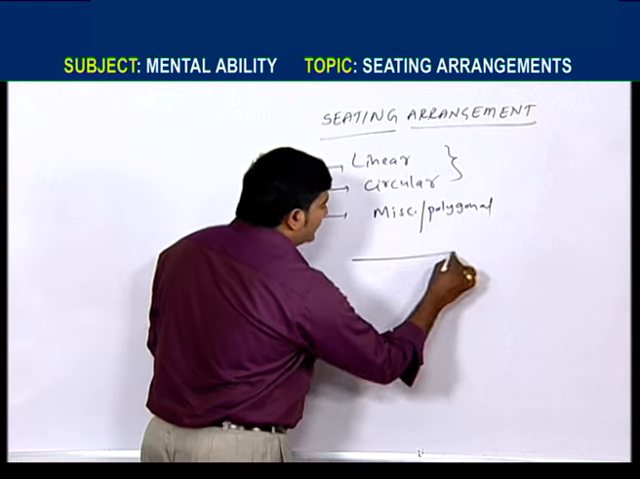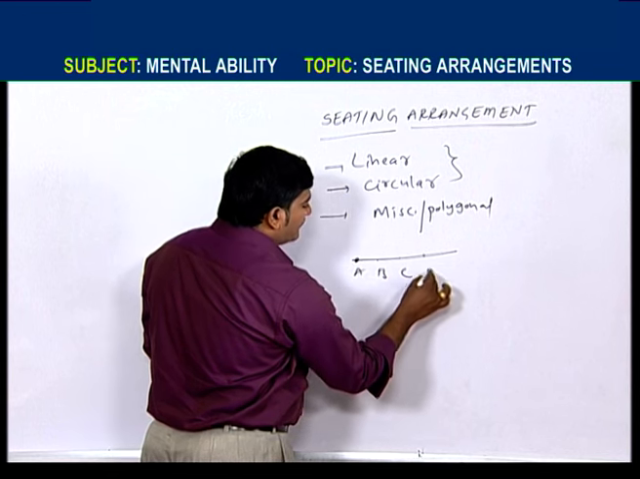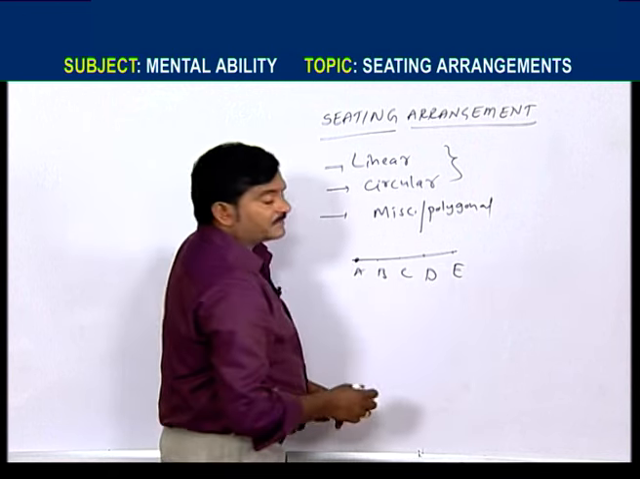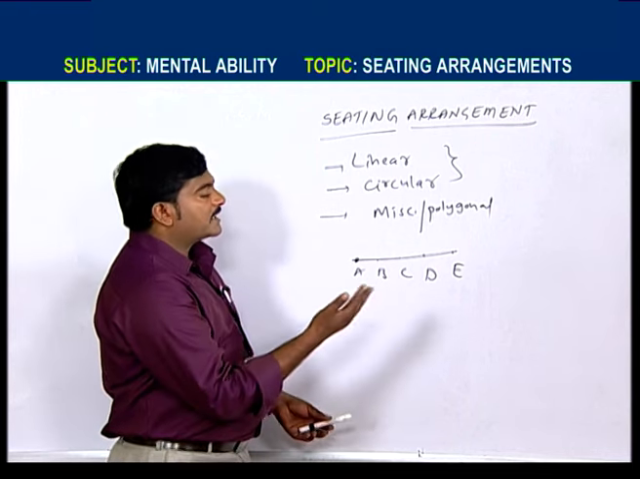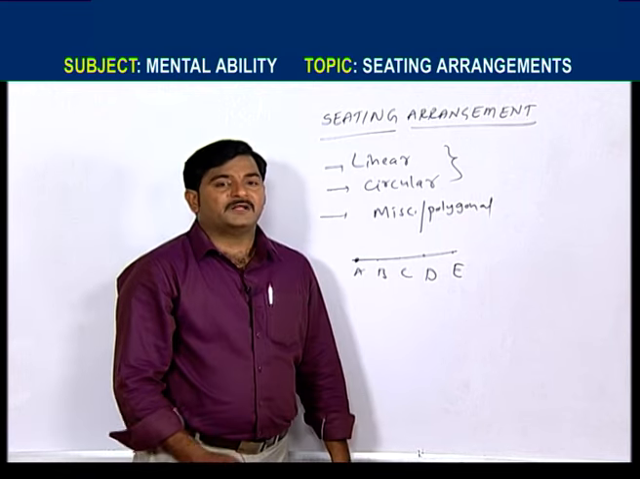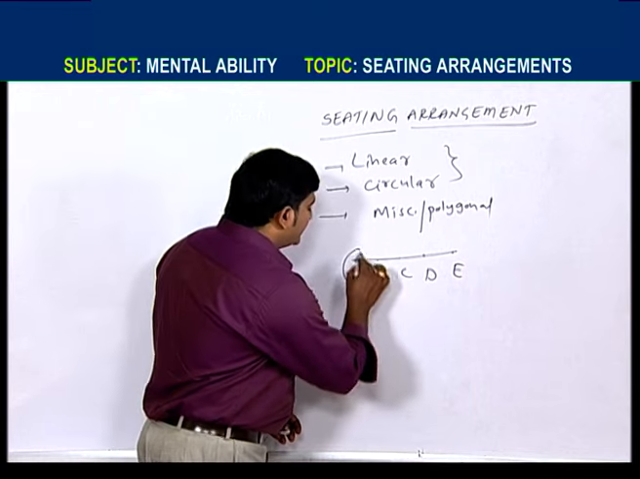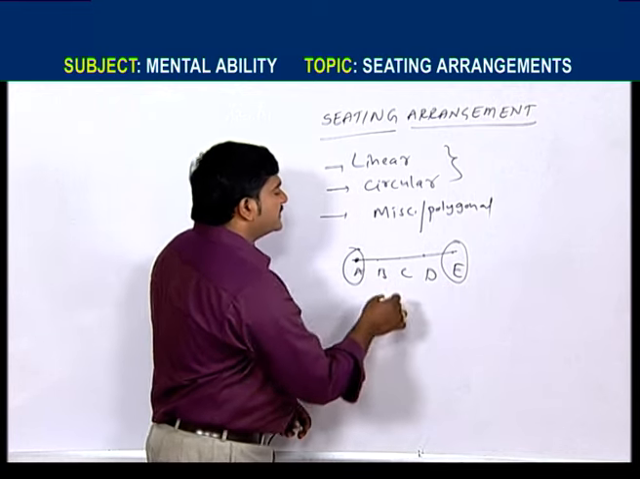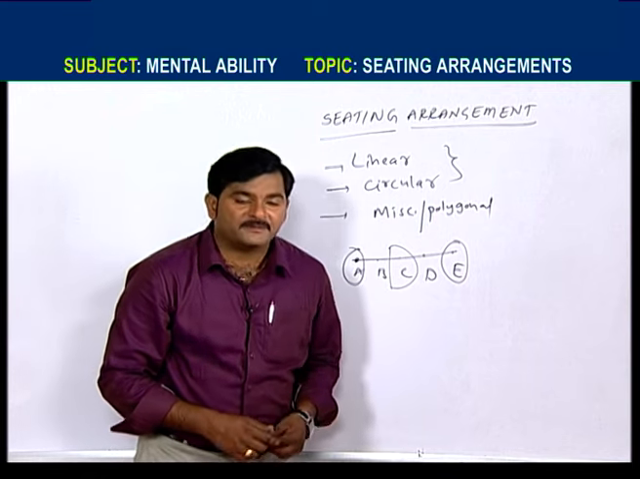In linear arrangement, for example, one line is there. So let's say here A, B, C, D and E. For example, five persons are sitting, A, B, C, D, E. They are there in a line. This kind of arrangement is called linear arrangement. In this linear arrangement, first person we can decide, last person we can decide, or even the middle person, or the position of B and C also we can say perfectly.